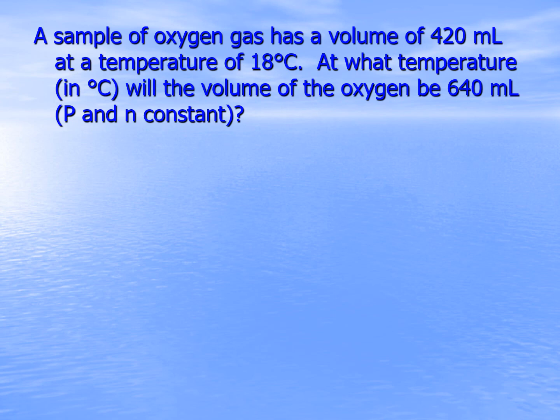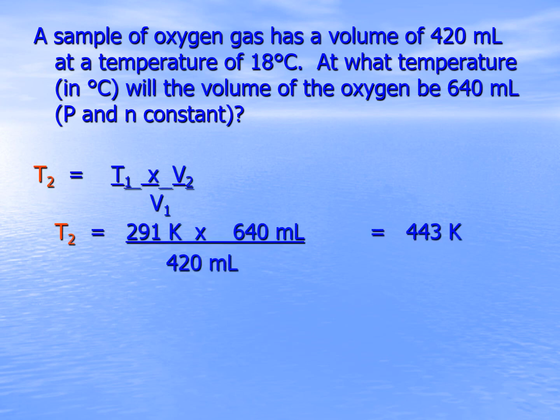Okay, certain volume and temperature. At what temperature will the volume be 640? Just T2 equals T1 times V2 over V1, 443 Kelvin, or 170 Celsius.